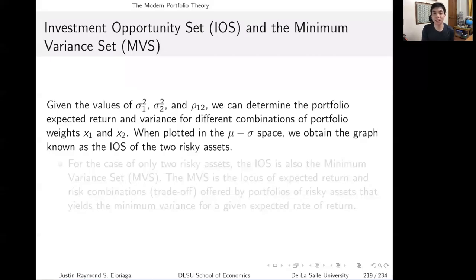Hi everyone, and welcome to this video on the investment opportunity set, as well as the minimum variance set, which is part of our module on the modern portfolio theory.